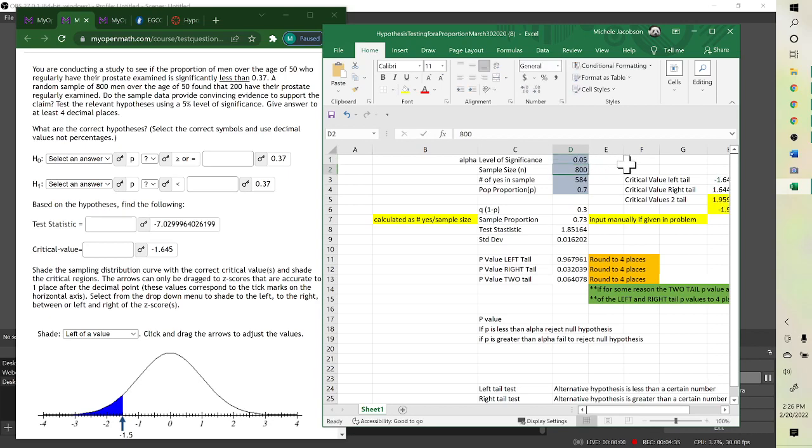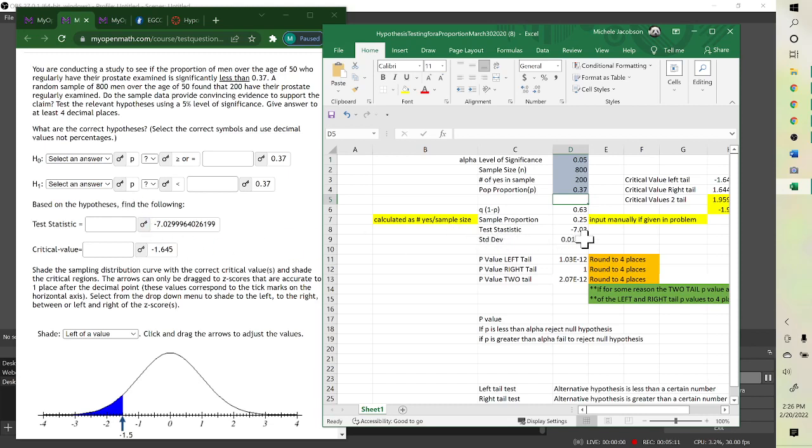Our sample size is 800 men. 200 have their prostate regularly examined, so our yeses would be 200. And then we're testing 0.37, because that's our null and alternative hypothesis. So your population proportion always comes from your alternative and null hypothesis.